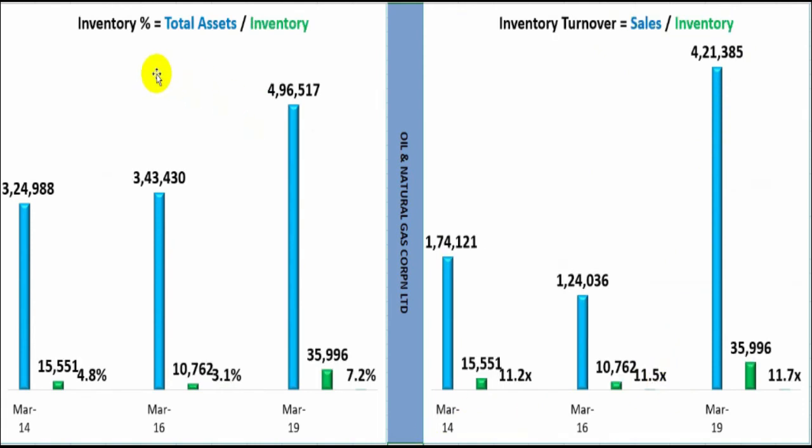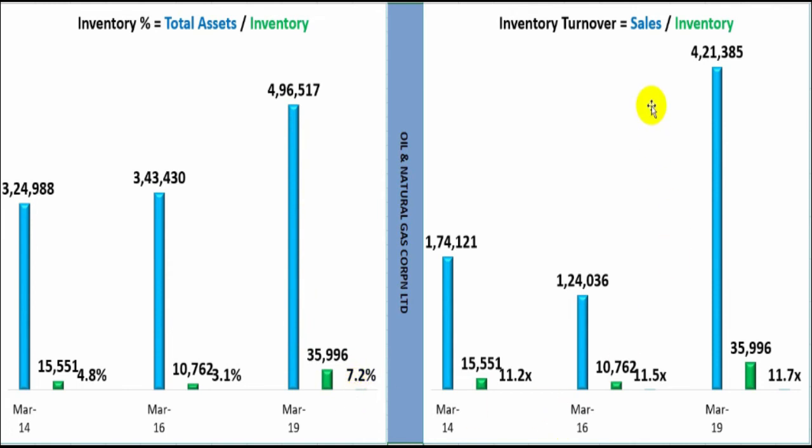In this chart we are looking at inventory as a percentage of total assets, and then we'll look at how much the sales were against the total inventory holding. On the left hand side, in March 19 we see that 7.2% was the total inventory in the company. This was the amount of raw material and work in progress of the current year, 35,000 crores against the total assets of 4,96,000 crores. So that's 7.2%. This is also within the range of it not being more than 20% of the total assets.